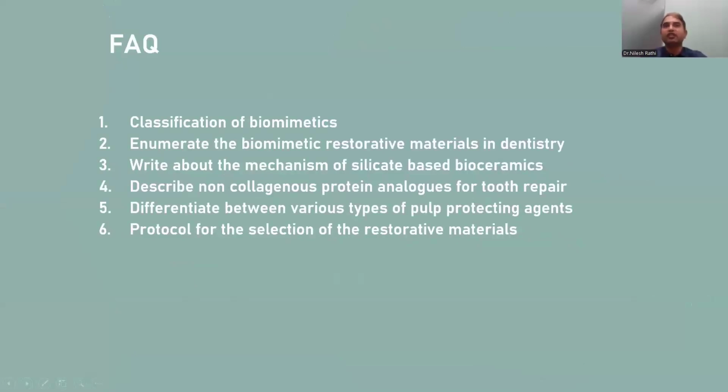These are a few FAQs that are asked in the examination. That is, classification of biomimetics, enumerate the biomimetic restorative materials in dentistry, write about the mechanism of silicate-based bioceramics, describe non-collagenous protein analogs for tooth repair, differentiate between various types of pulp protecting agents, and protocol for selection of the restorative material.